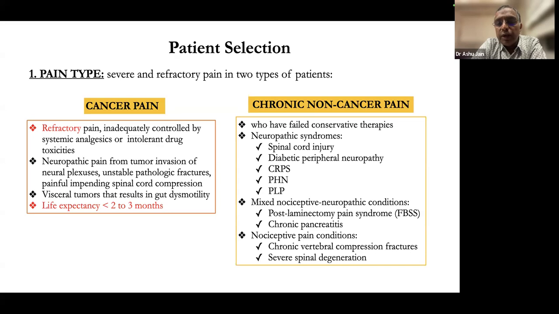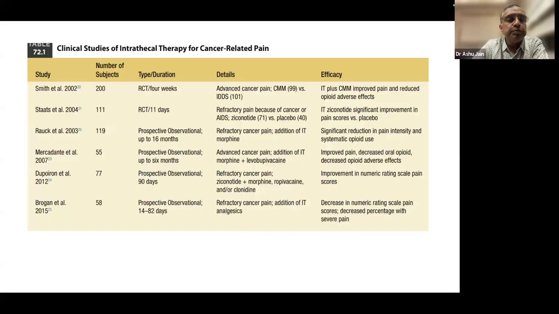Then patients like chronic pancreatitis. Then if you have patients like chronic vertebral compression fractures and severe spinal cord degeneration, you can also use this pump there. But if there is a nociceptive pain, the role of pumps is slightly debatable. So if you can correct the lesion first, if you can correct the vertebral fracture first, or you can correct the spine first, correcting the deformity should be your priority rather than putting the pump. But if somehow it is not feasible, then of course you can try this therapy.